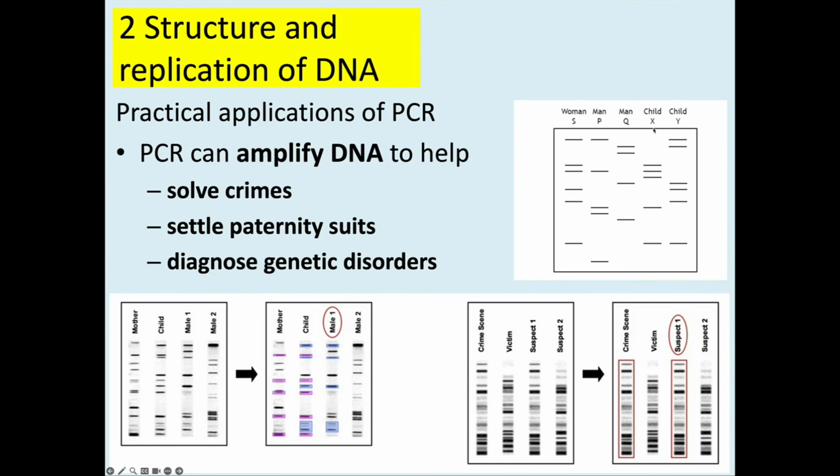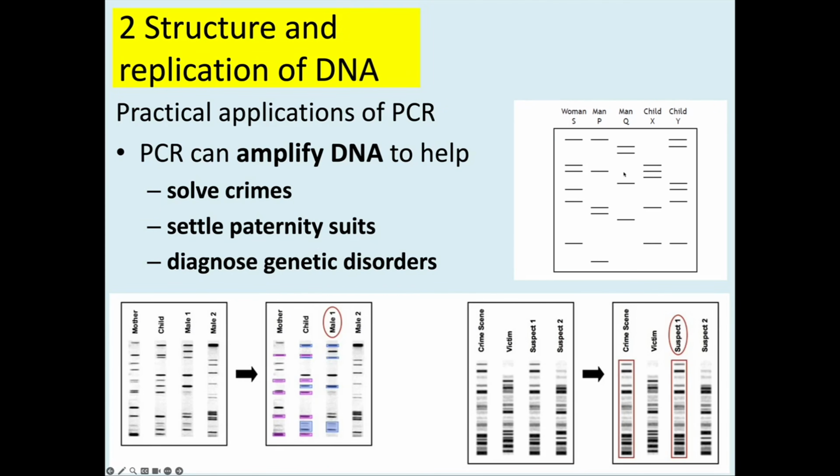So let's look at child X first of all. Now we go all the way down here to this particular line, okay? Now, if we go across, mum also has that line, okay? So that doesn't give us any clue about who the father of that child is, okay? That's genetics from the mum.